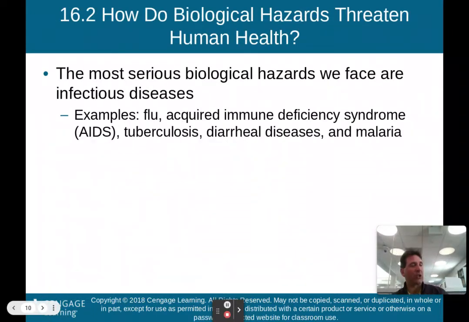All right, so let's first talk about biological hazards. How do biological hazards threaten human health? Well, the most serious biological hazards we face are infectious diseases. Examples: the flu, acquired immune deficiency syndrome, AIDS, tuberculosis, diarrheal diseases, and malaria. Okay. And you may be able to throw COVID into here as well, right? That's kind of the new one that we've been dealing with now. So COVID can be thrown in here as well.